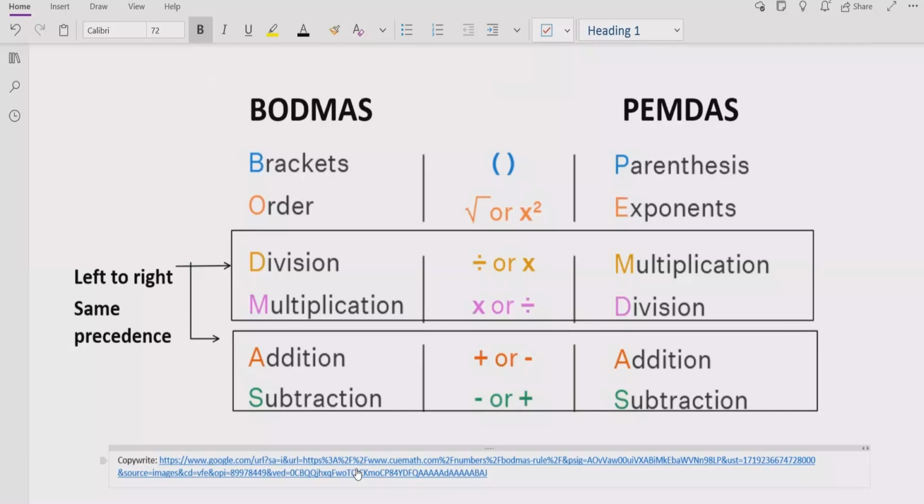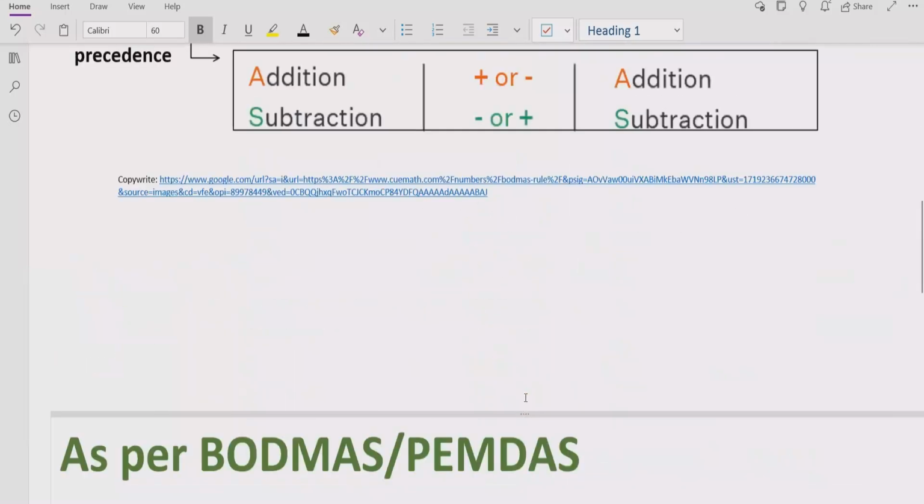After that, you have to go left to right in your expression and find division and multiplication. If division is coming first, you have to solve the division first. And if multiplication is coming first, you have to solve the multiplication first. Similarly, for addition and subtraction, we have the same rule. We can solve addition first if, going left to right, it is coming first, and we can solve subtraction first if it is coming first. Now, let's move forward to solve the given expression.